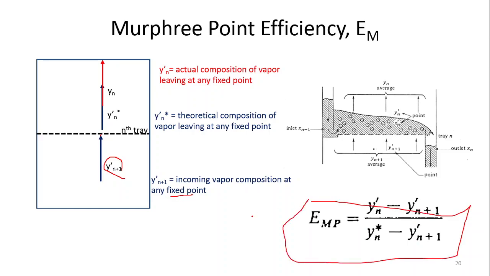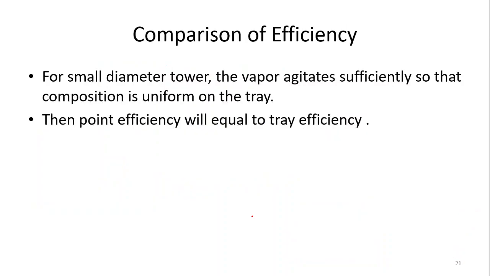So this is about the different types of efficiency. And the same example here: 65 mole percent vapor is entering, and if it is working at an equilibrium point, then it can be 75%, and if it is actual, it is 70%. So we can find the efficiency is 50% at that point.